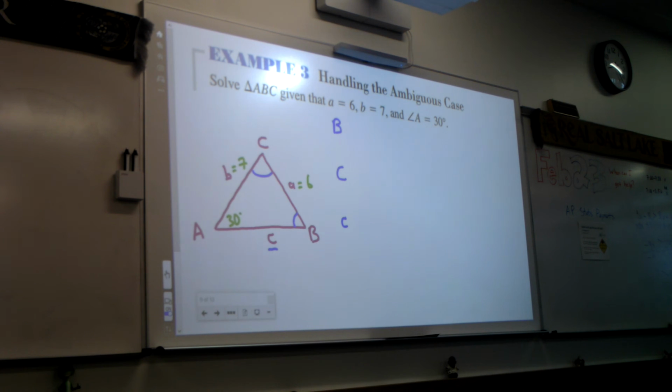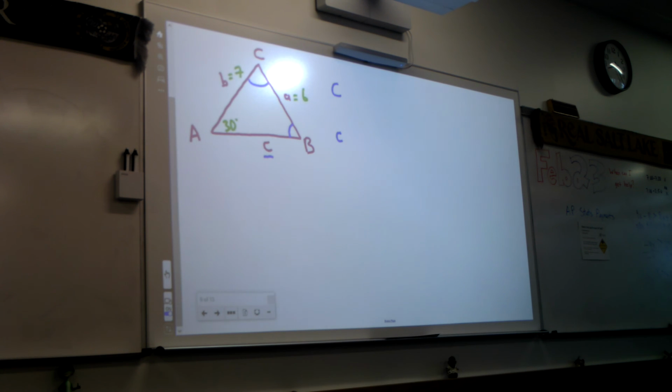Alright, so let's start with finding angle B. If I'm trying to find B, first off, guys, what letter do we know both the side and the angle of? So we're going to set it equal to A. Are we going to have sides up top or angles on top? Angles, because what are we trying to find? Angles. So I'm going to do sine of B over b is equal to sine of A over a.